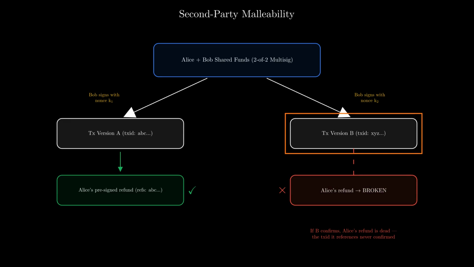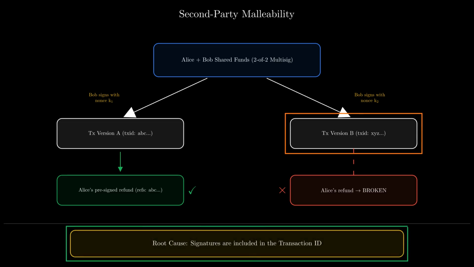The transaction ID references never confirmed. This is second-party malleability. Your own cosigner can sabotage pre-signed transactions. Developers understood the root cause as early as 2011. All three problems trace back to one choice, including signatures in the transaction ID. The fix: exclude witness data from the transaction ID calculation.